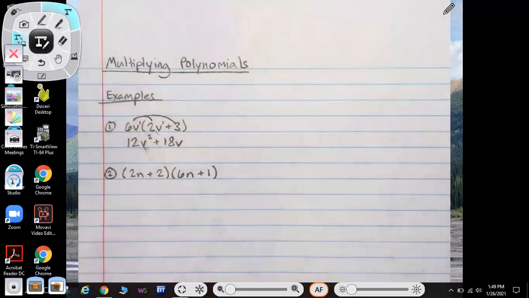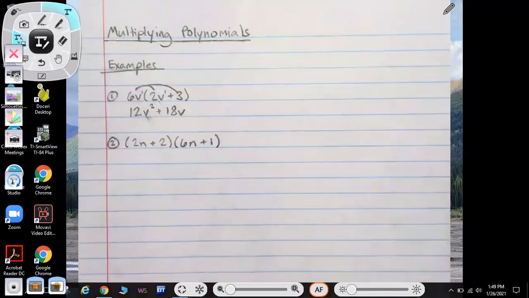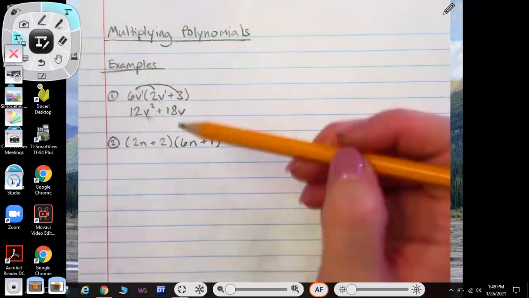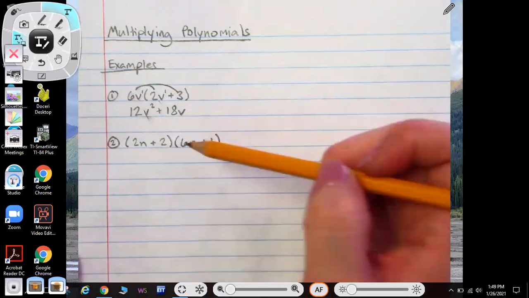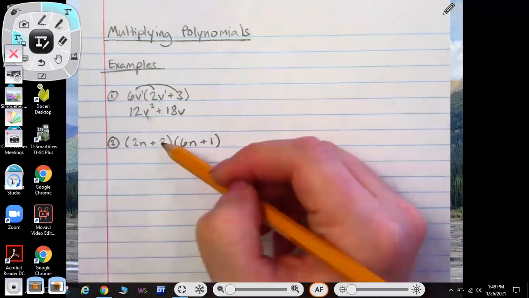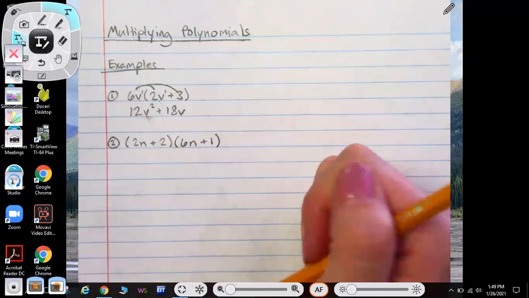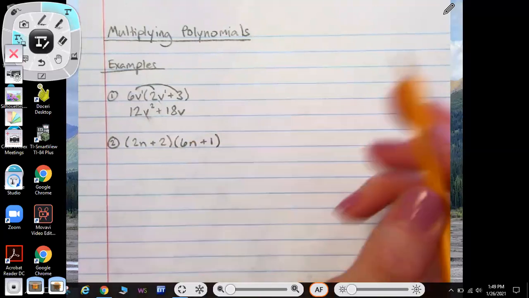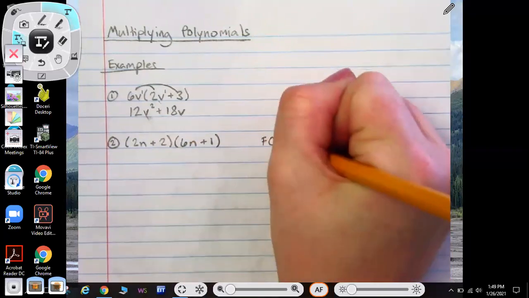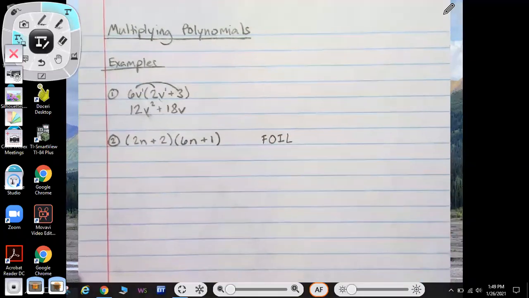(2n plus 2)(6n plus 1). This one, we're multiplying 2 binomials. All that means is this is a polynomial that has 2 terms. They call that a binomial. And when you're multiplying 2 binomials, we have kind of a trick to remembering how to multiply called FOIL.